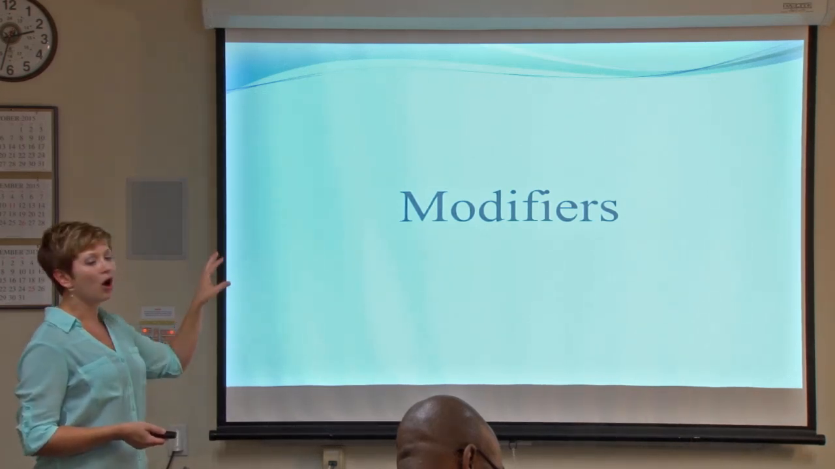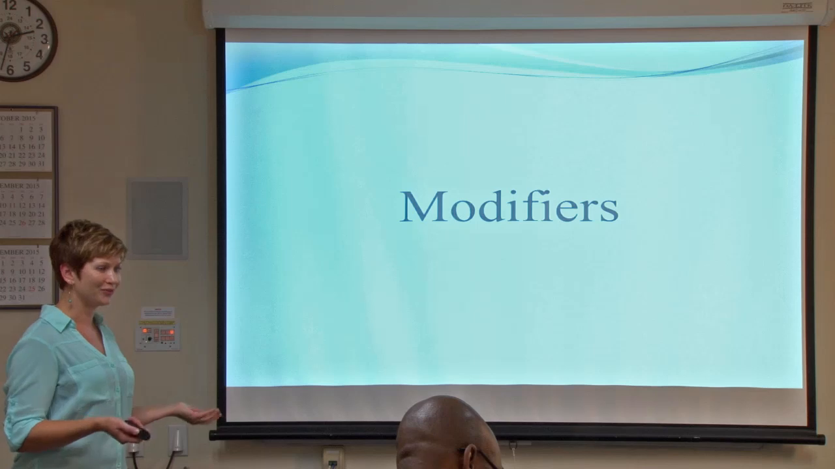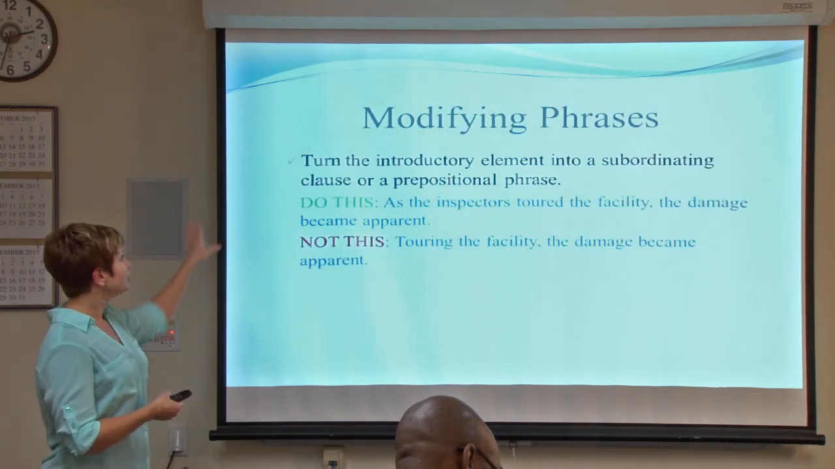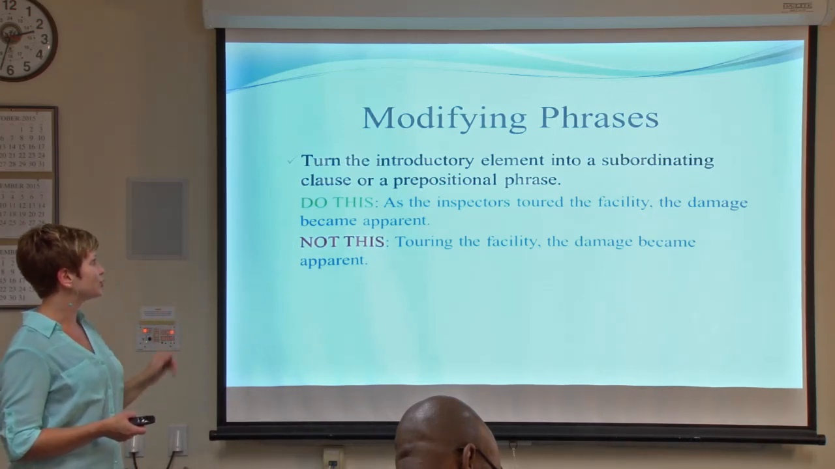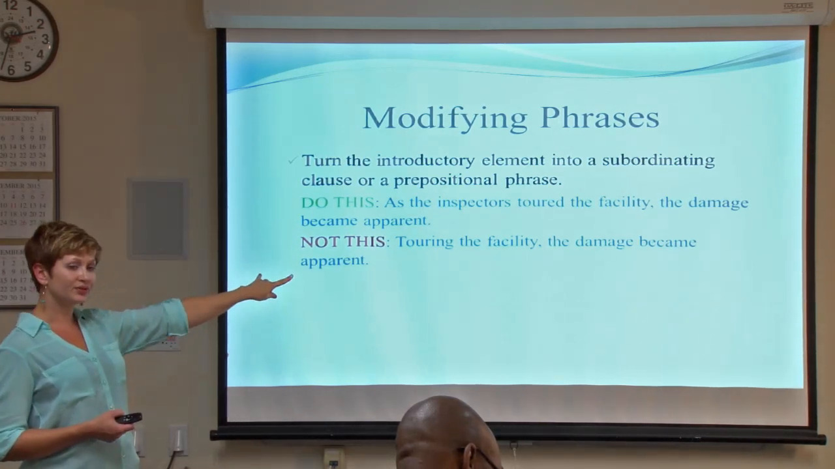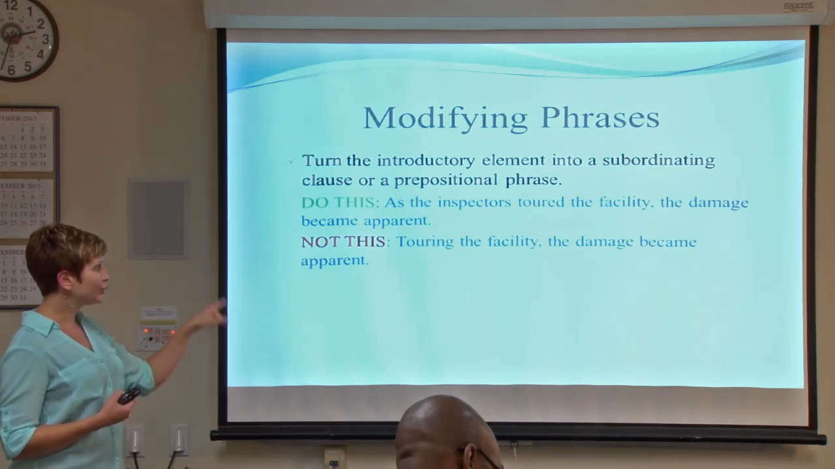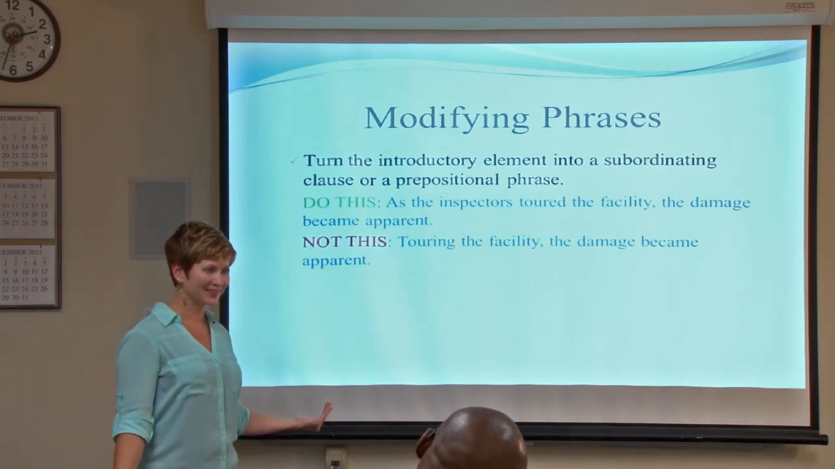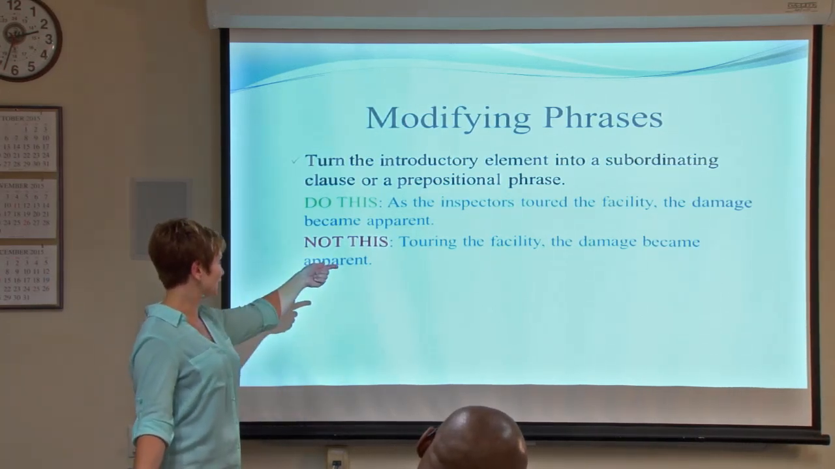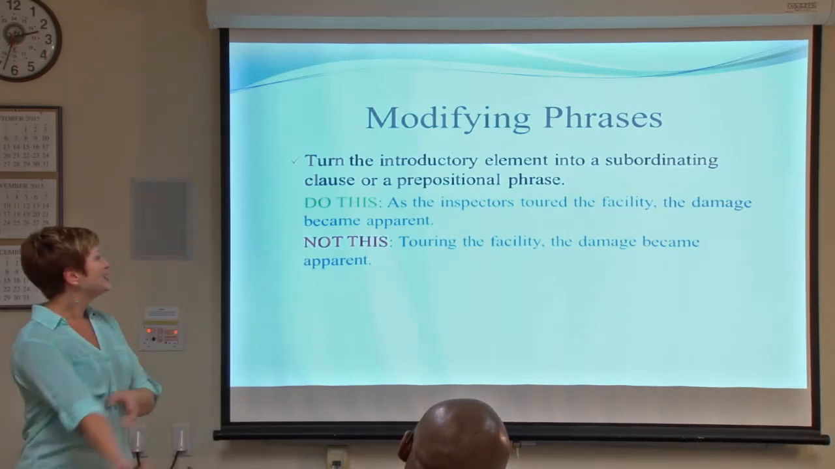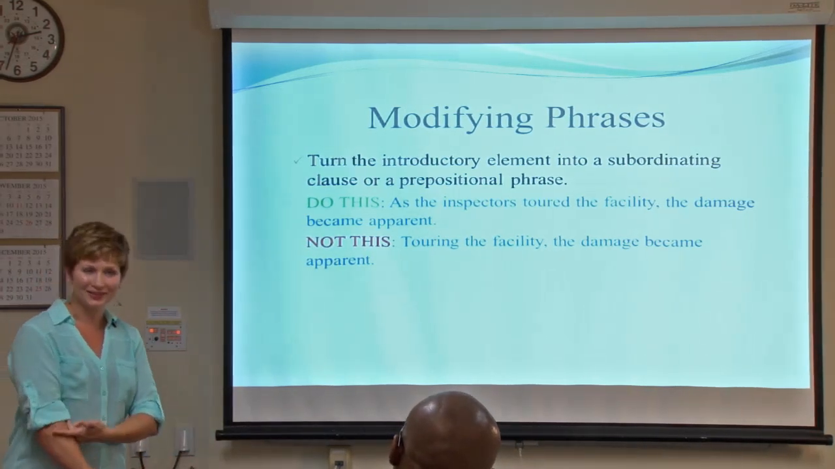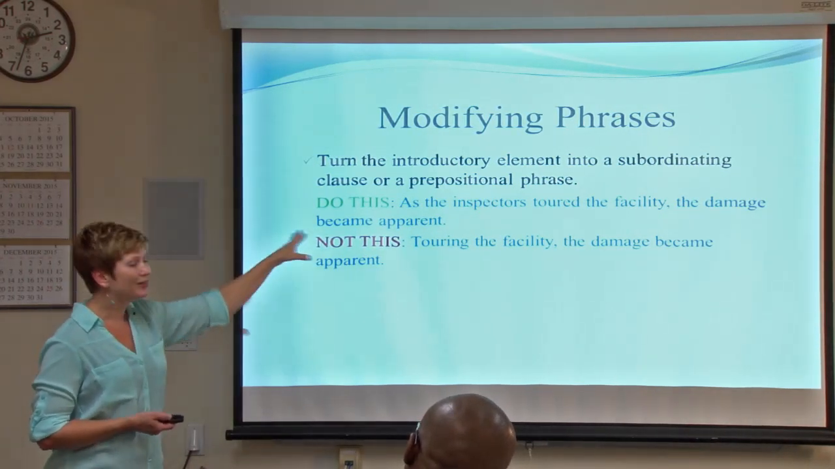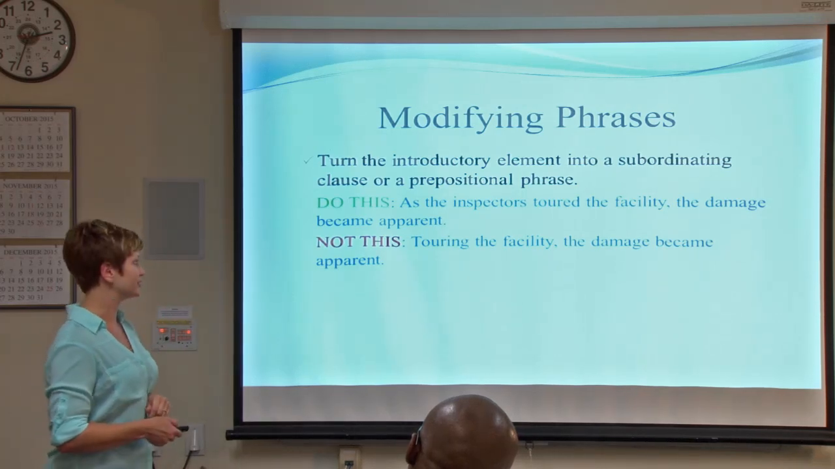So really, this isn't about all modifiers, all adjectives, and all modifying phrases. It's just about preventing dangling modifiers. So turn the introductory element into a subordinating clause or prepositional phrase. This is one way you can solve this dangling modifier. Touring the facility, the damage became apparent. What kind of question does this pose? Yeah. To whom, right? So, as the inspectors toured the facility, the damage became apparent. So now I know there's an actor involved in this particular sentence.